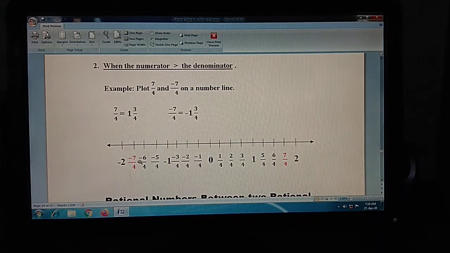Now you might be thinking, then what are these numbers in between? I have just plotted this to give you a clear understanding. If we divide this also in the equal halves, then we will get the numbers 0, 1 by 4, 2 by 4, 3 by 4, 4 by 4 is 1. If we cancel it, you will get 1. And 5 by 4, 6 by 4, 7 by 4, and 8 by 4 is 2. 8 divided by 4 is what? 2. Similarly on the left side also, this is the same phenomenon going on. So I guess it is clear.